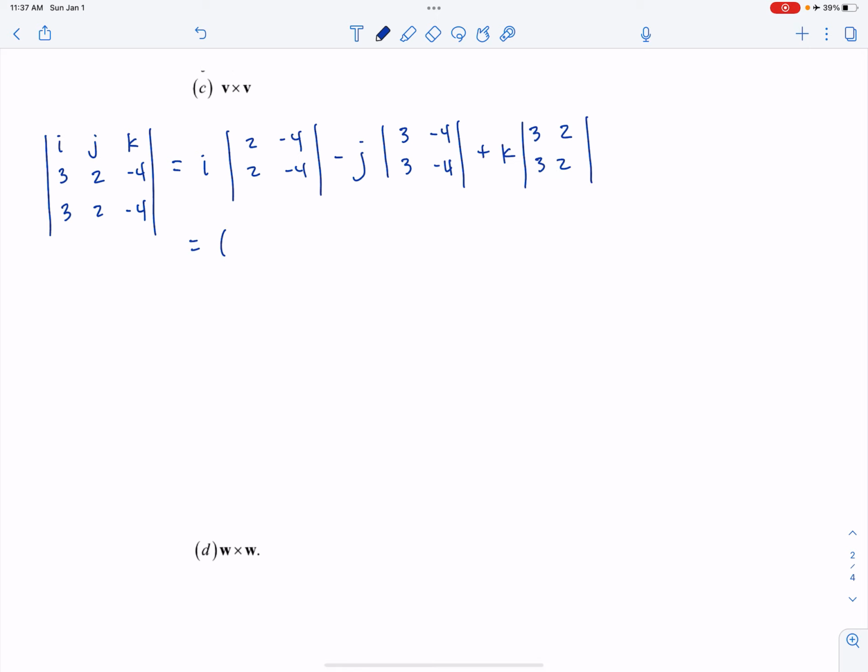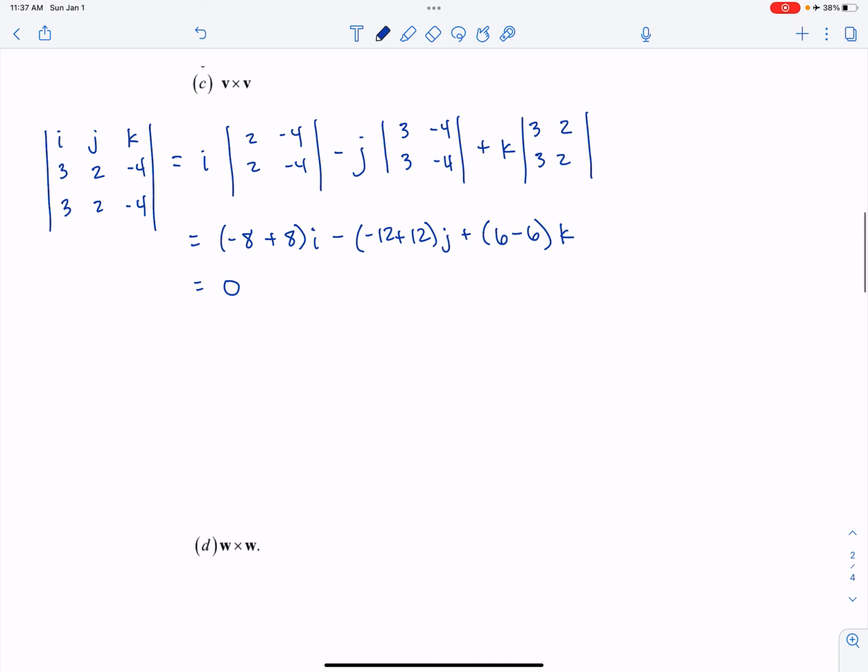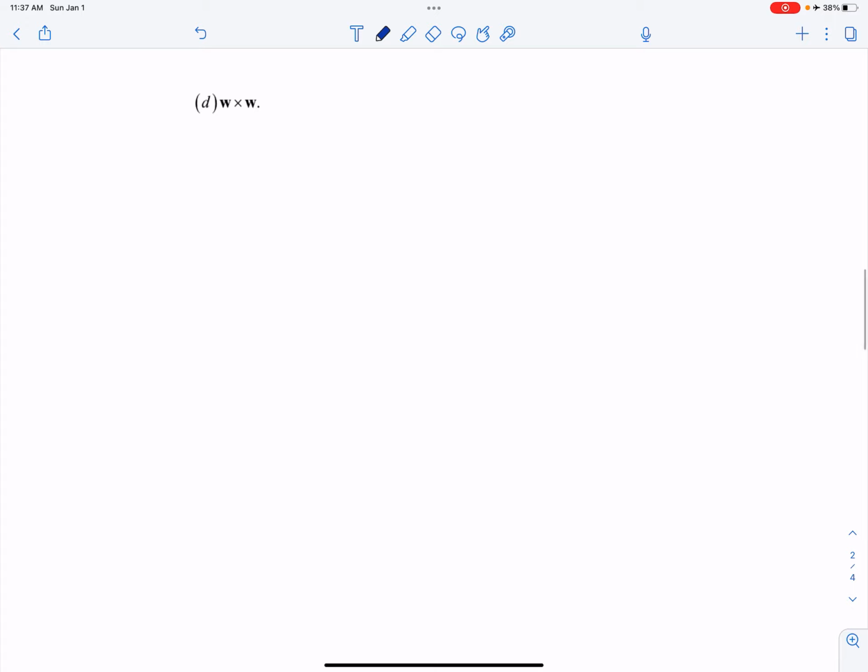This should give us -8 plus 8, -12 plus 12, 6 minus 6, which is 0. All of those come out to 0. Pretty interesting. Okay, let's double check it with w.